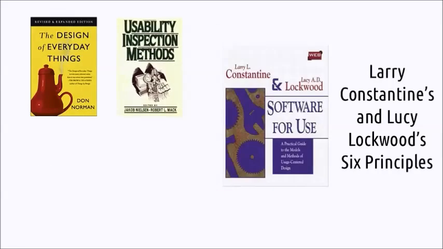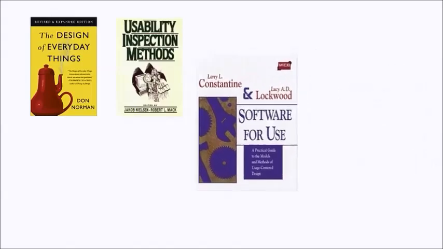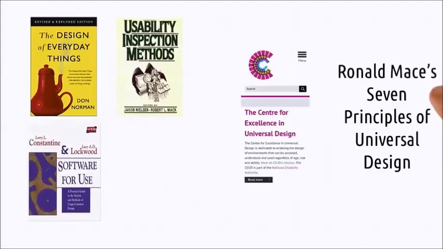In their book Software for Use, Larry Constantine and Lucy Lockwood outline an additional 6 principles. Again, many of them overlap with these 2, but some of them are unique. Finally, Ronald Mace of North Carolina State University proposed 7 principles of universal design. The Center for Excellence in Universal Design, whose mobile site is presented here, has continued research into this area.